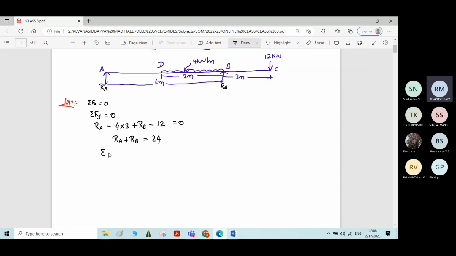Take the next condition, that is sigma MA equal to 0, moment about A equal to 0. You start from the 12 kilonewton force: 12 into total distance 9 meter, and it will cause positive moment, clockwise moment, sign is plus. Then minus RB into 6 meter. This RB force will cause anti-clockwise moment about point A. Again plus moment of UDL about point A. First you convert UDL into point load, 4 into 3. Now it is converted into point load, into perpendicular distance from the middle point of the UDL to the point A. It is 3 plus 1.5, 4.5, is equal to 0. Solve for RB now.